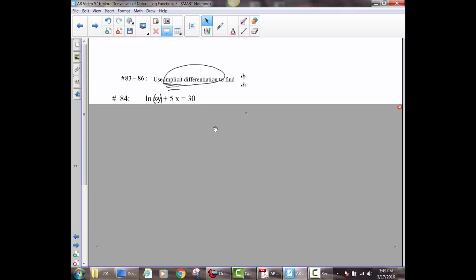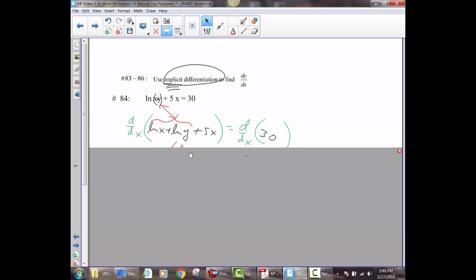Use implicit differentiation to find dy/dx. So the question is ln of xy plus 5x equals 30. So we're going to take d/dx of each side. The first thing I'm going to do, I could do a product rule, but I don't have to because it's logarithms, and I can break up the ln of x times y into ln x plus ln y. Those log properties are there to make your job easier.